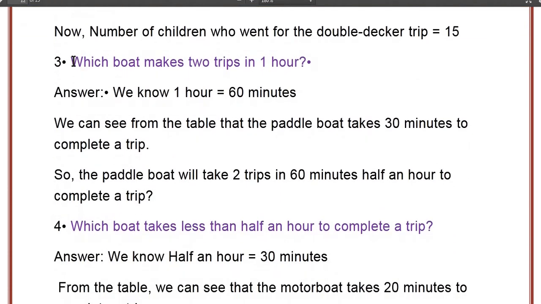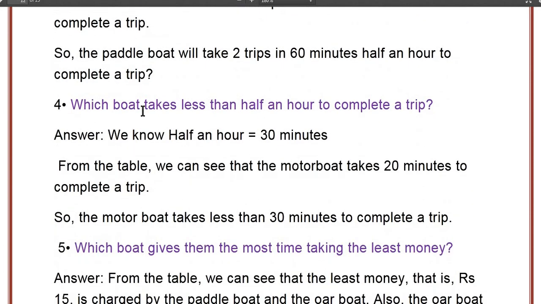Question number 3. Which boat makes 2 trips in 1 hour? We know that 1 hour is equal to 60 minutes. We can see from the table that the paddle boat takes 30 minutes to complete a trip. So the paddle boat will make 2 trips in 60 minutes, half an hour to complete a trip.